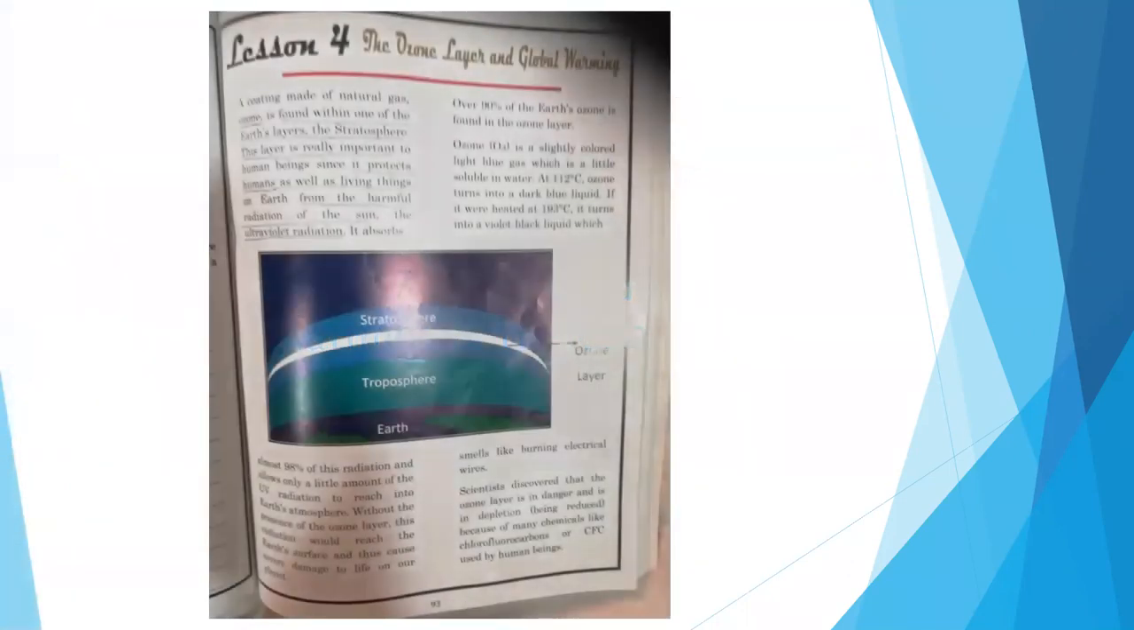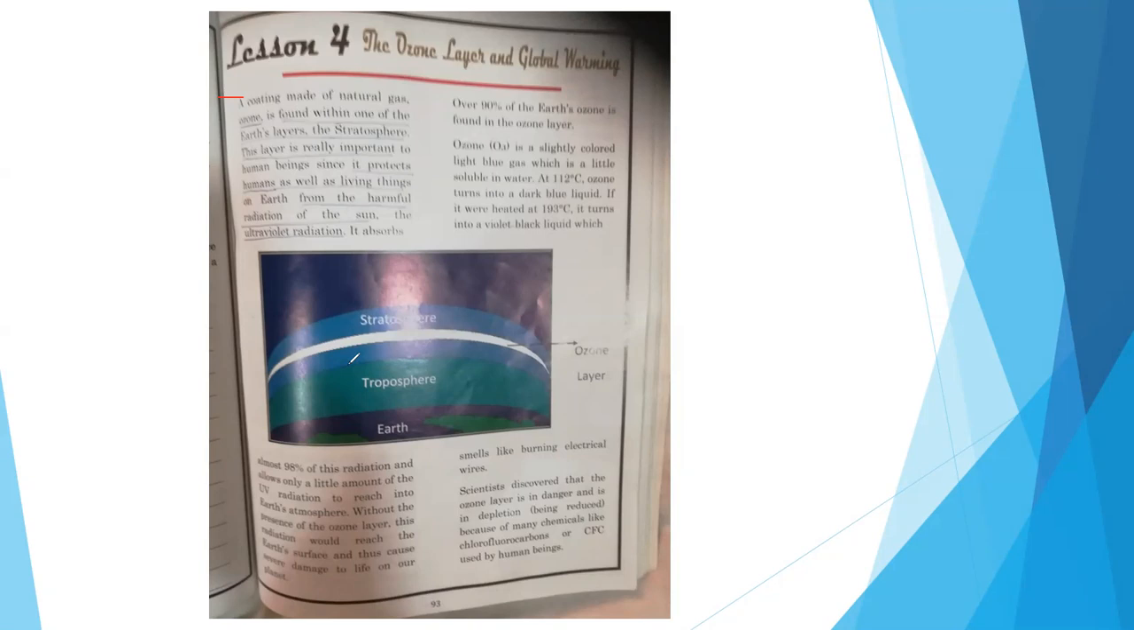Right, so let's go through, and you can even see in my textbook, I've been taking notes of this lesson. So I'd really like you to be involved. So the ozone layer and global warming. So it says here, a coating made of natural gas, ozone, is found within one of the Earth's layers, the stratosphere. And here we see the stratosphere, okay?